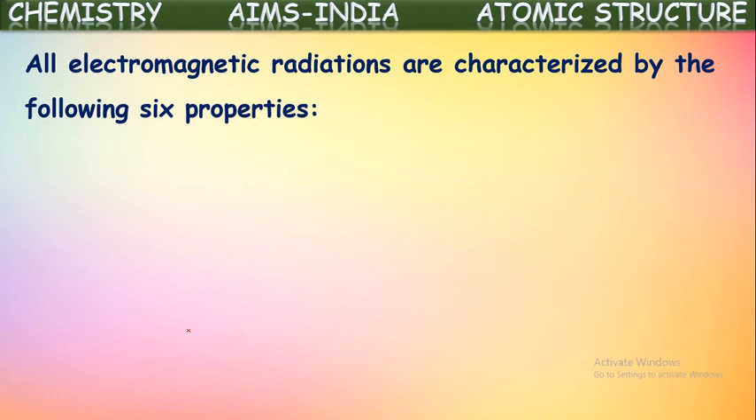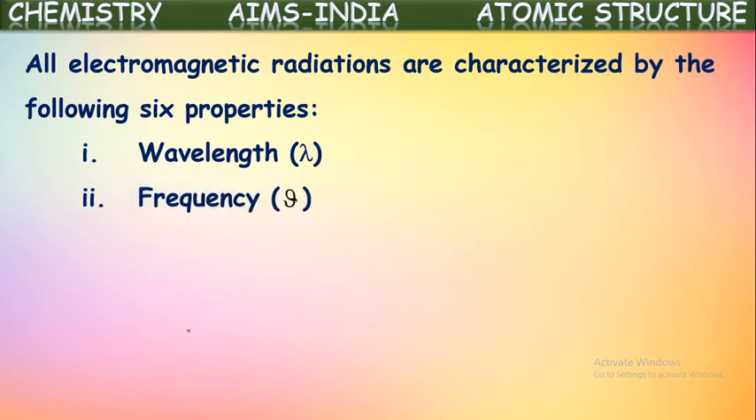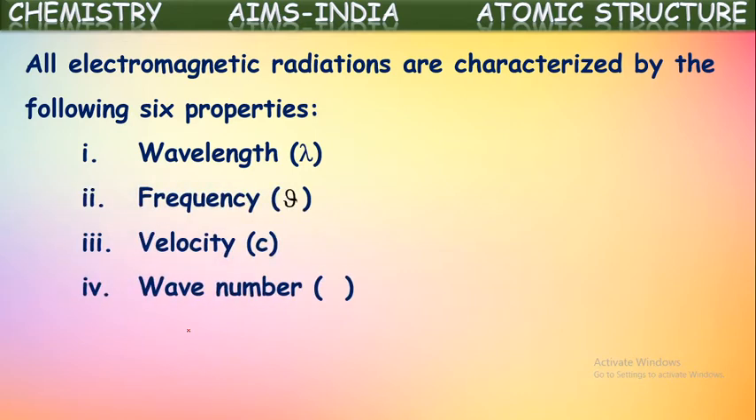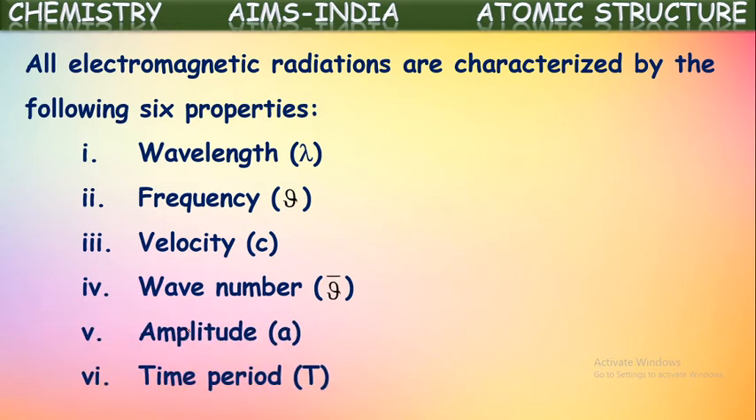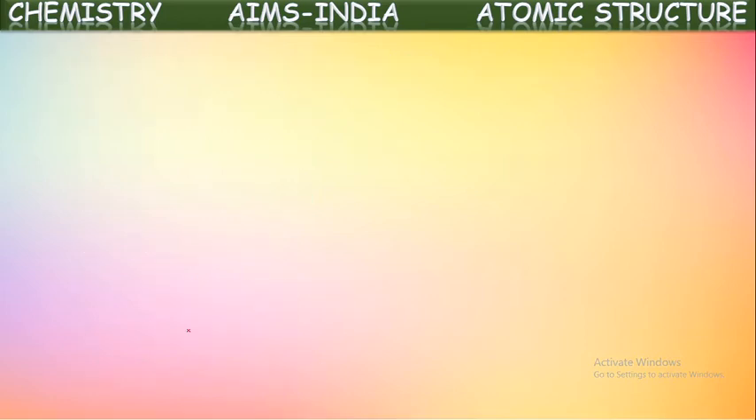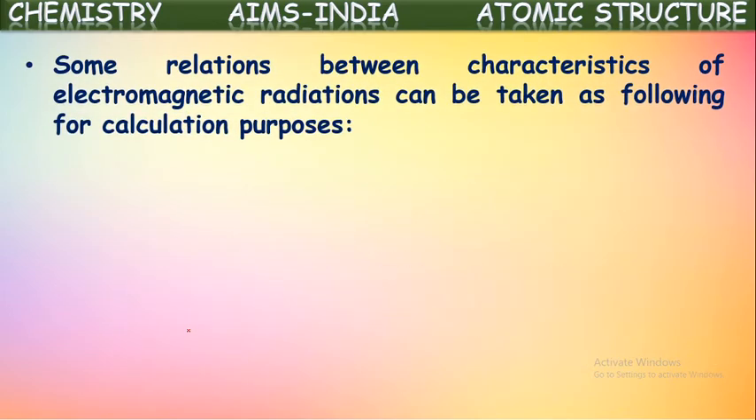All electromagnetic radiations are characterized by the following six properties. Every electromagnetic radiation possesses certain characteristics or properties. They are: wavelength, frequency, velocity, wave number, amplitude, and time period. These are the properties of all electromagnetic radiations. Let us see them one by one. First among them is wavelength.